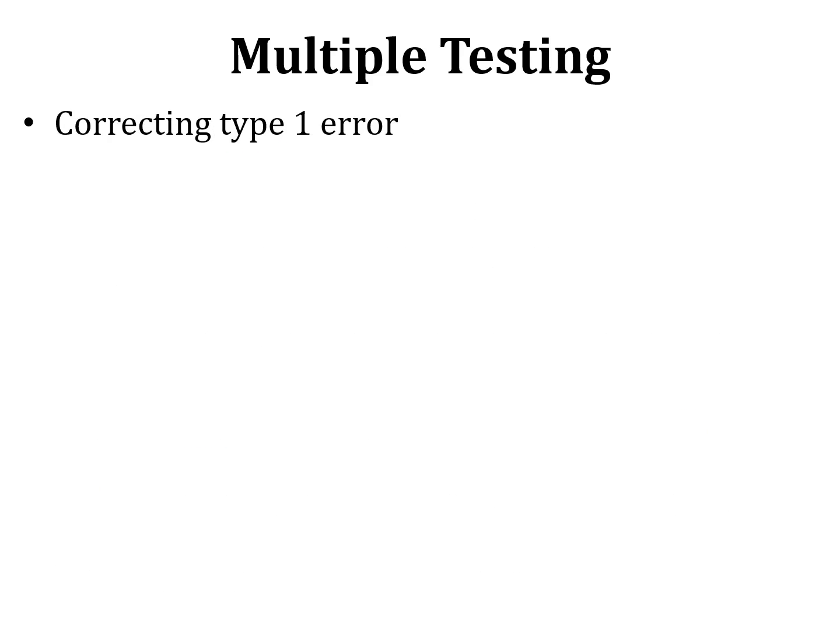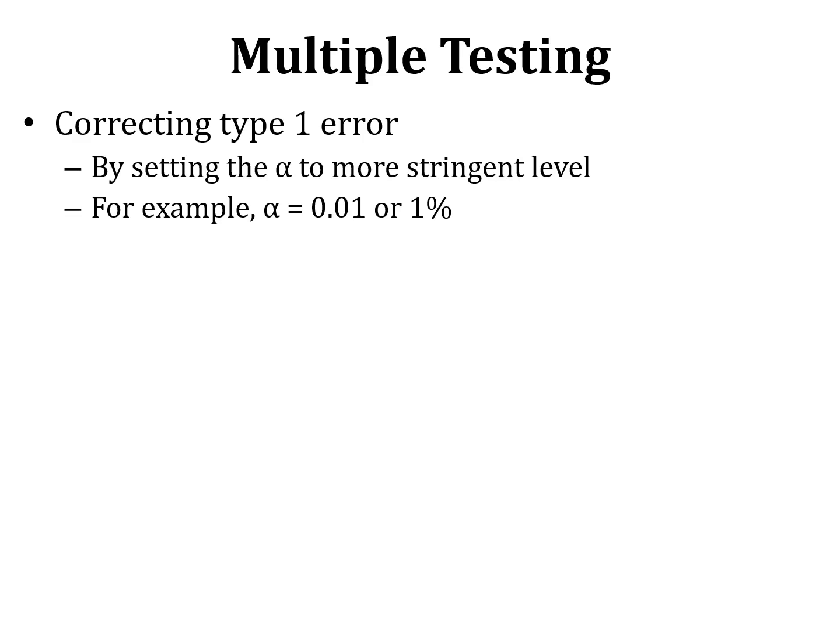So are we left at the mercy of the type 1 error, that we are going to make type 1 errors as the number of multiple tests is increasing? No, there is a way to correct the type 1 errors. And how can these type 1 errors be corrected? By setting the level of significance to a more stringent level. For example, the alpha level of 0.01 or 1%.